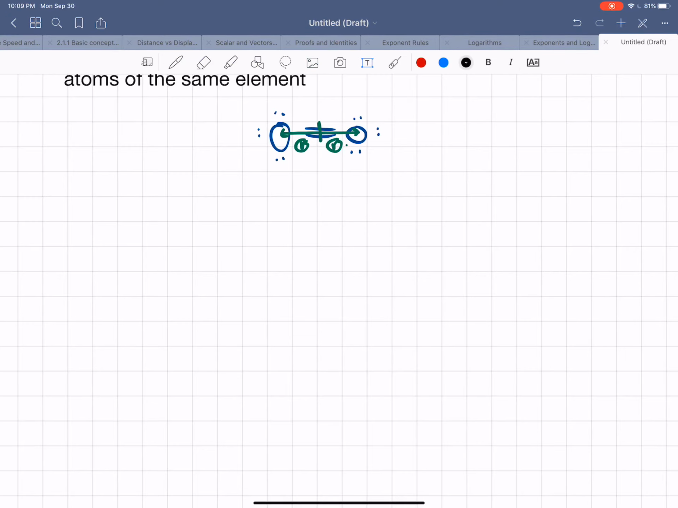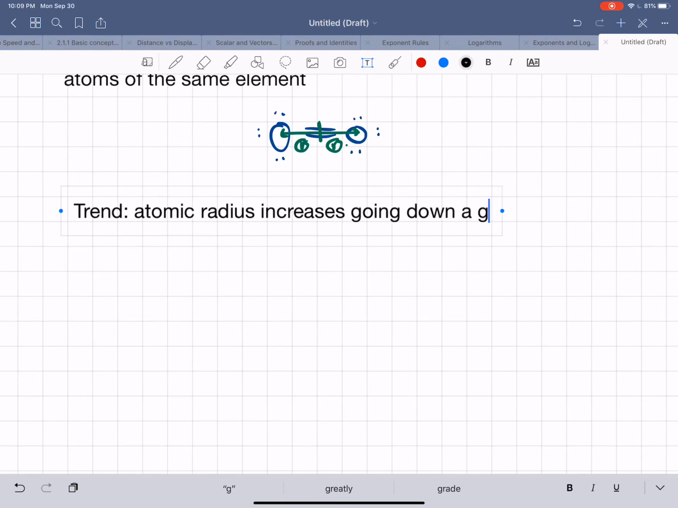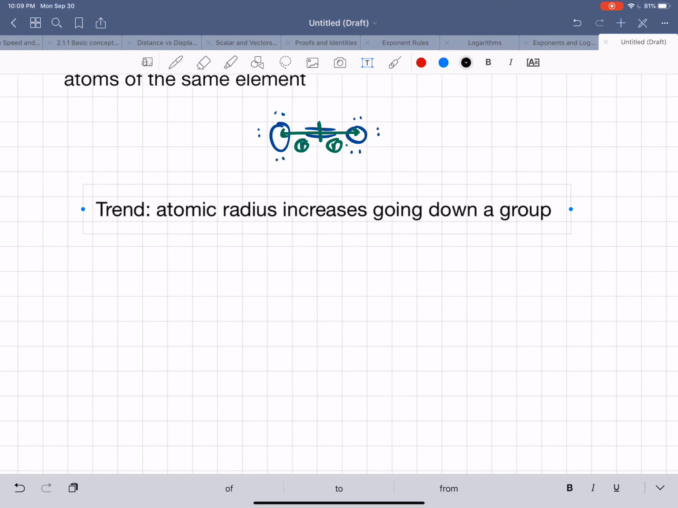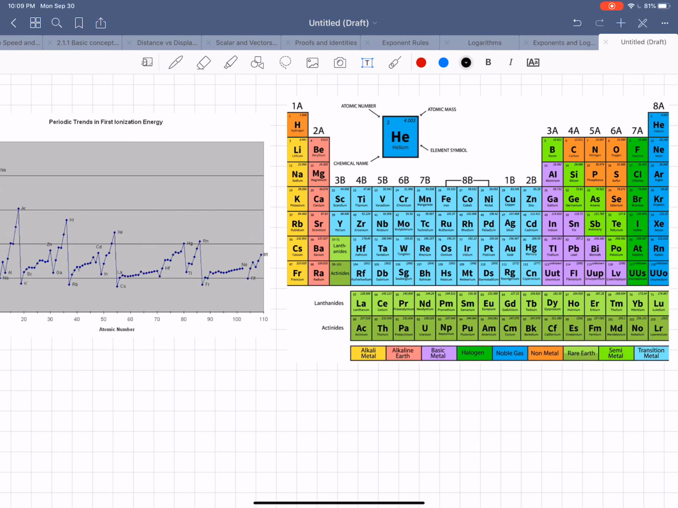And another thing you'll want to consider is the trends. In a unit called periodicity, which I'm sure you will go over soon, you can use the periodic table to determine trends. The trend here is that atomic radius increases going down a group. Let's take a look at that. If you notice, going down a group, you get more shells. Here you have one shell, here two shells, here three shells, here four shells, and so on and so forth.